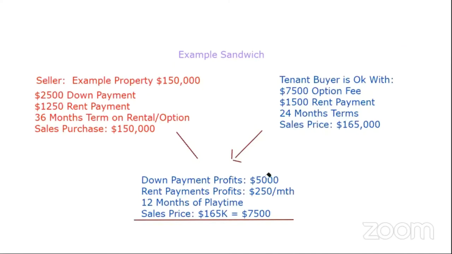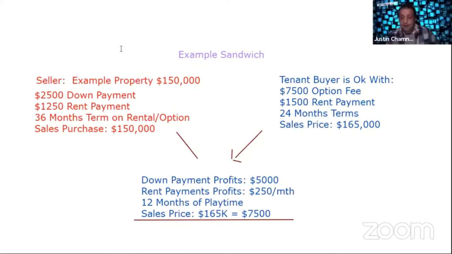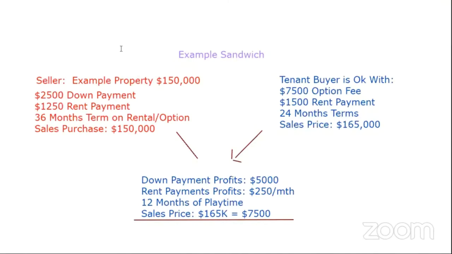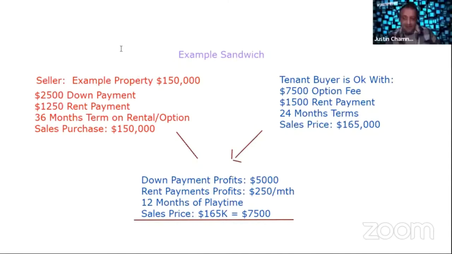Well, Justin, the $2,500 that you gave the seller as a down payment, don't you deduct that from the $150,000 as well? Yes. So you would only owe him $147,500. So it'd be $10,000. Yeah, so you're back to $10,000. Exactly. You caught me. I'm busted. So the sales price for the seller, $150,000, would also be reduced by the $2,500 we're giving him. That's right.